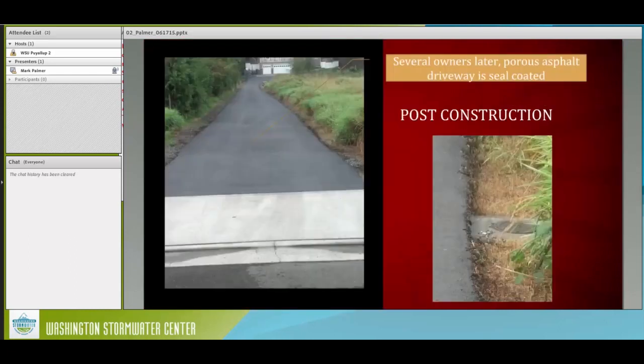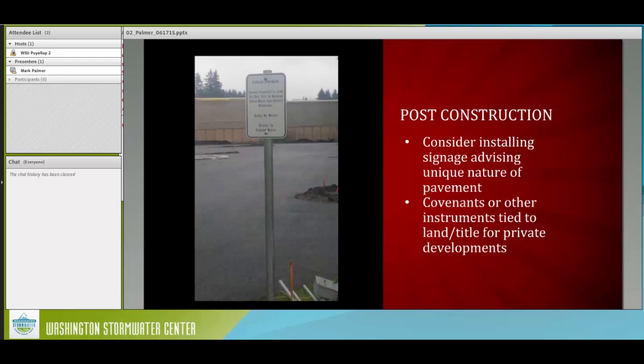Just some quick post-construction notes. You're handing porous pavements off to owners. They really need to be aware of what they have. In this case, this used to be a porous asphalt driveway, and what I say used to be? You can kind of see this little black edge all along here. Well, somebody came along and told this person that their driveway was leaking badly, so they took that porous asphalt driveway and put a seal coat on it. So this is pretty much no longer a porous asphalt driveway. Homeownership education, or owner education, or covenants that travel with the land would be important to keep that from happening.